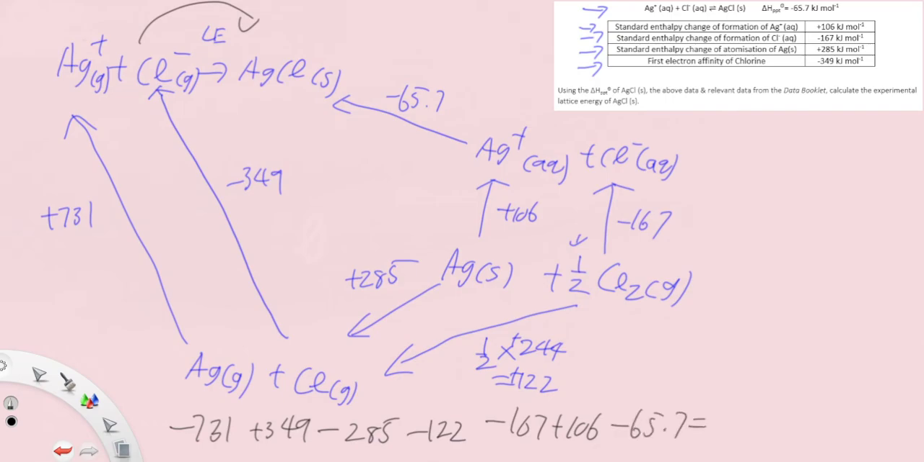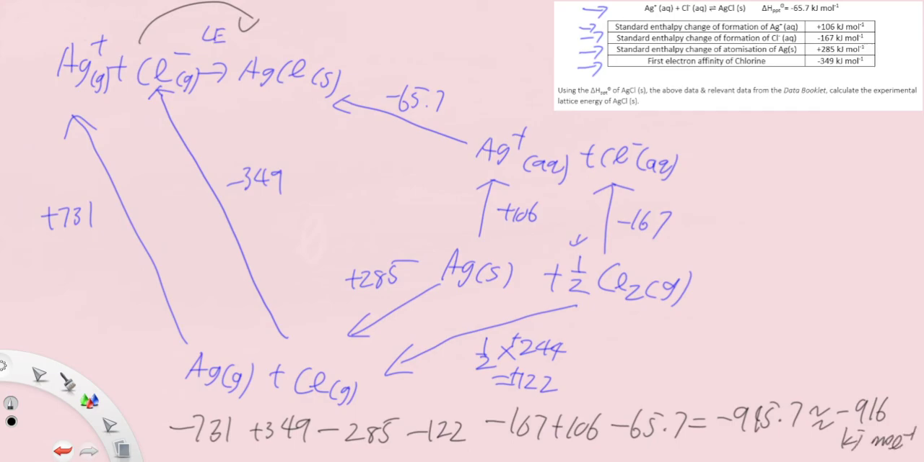Let me calculate them real quick. I think I typed something wrong. Did I? 285, 122. Oh, I typed in 164. Wow. Minus 915.7, which is approximately, again, convert everything to three significant figures: minus 916, because we're dealing with enthalpy change, and lattice energy is in kilojoules per mole.